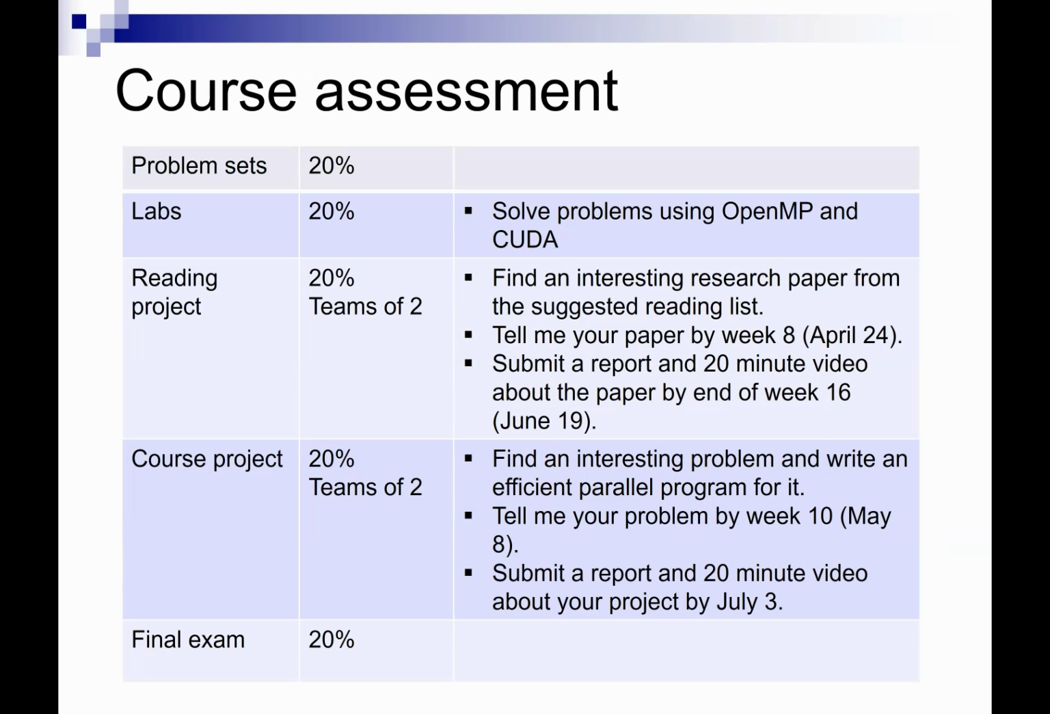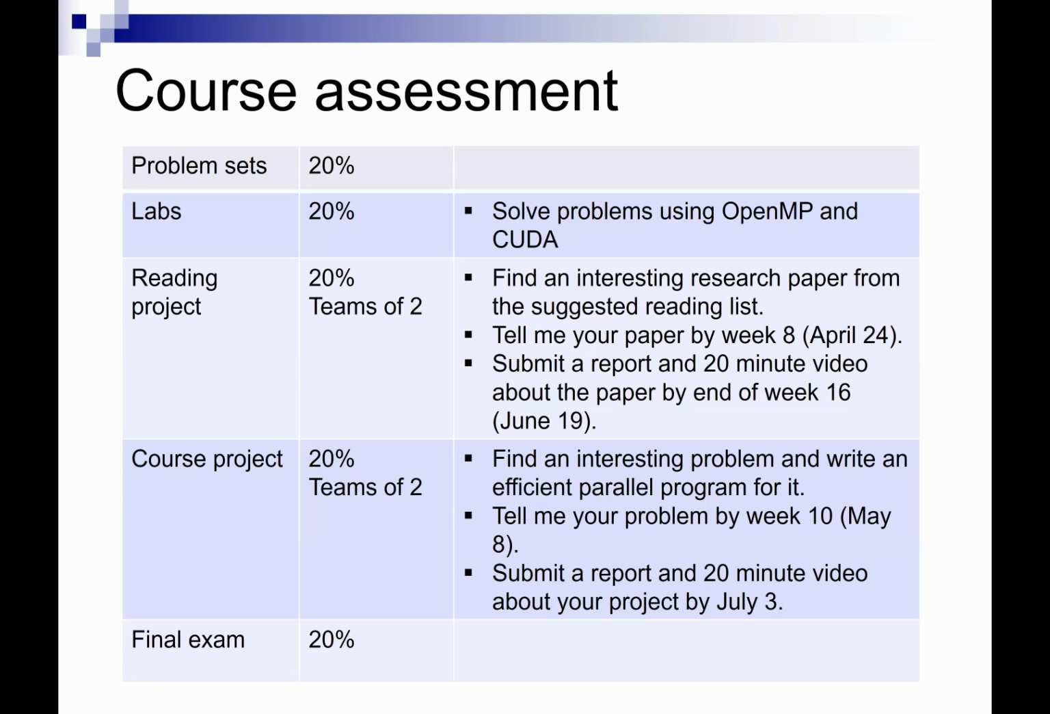Next, about how the course will be assessed. Basically we have 5 components for the course. The first component is problem sets, and this counts for about 20% of your overall mark for the course. We'll probably have a problem set every 2 weeks or so, so there's going to be about 6 problem sets in total.